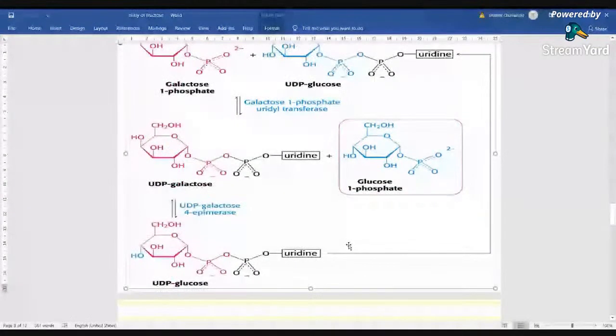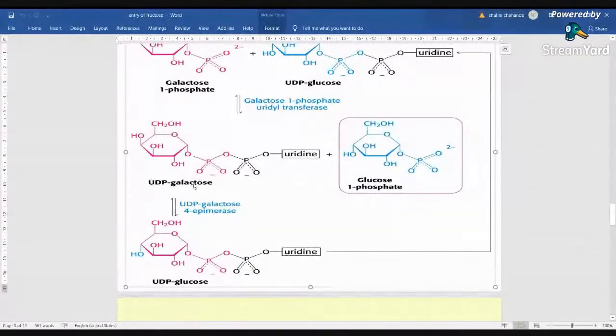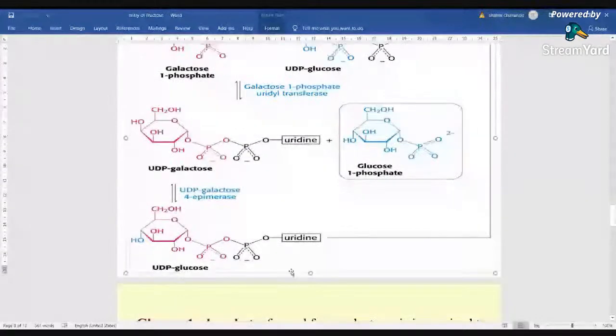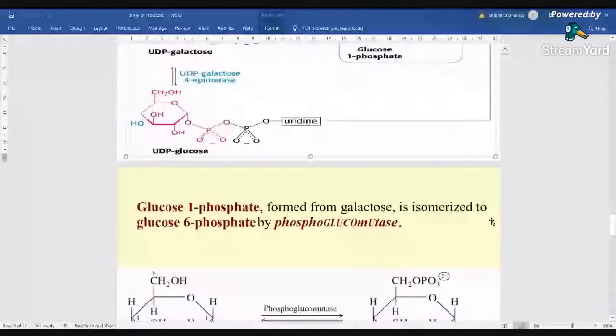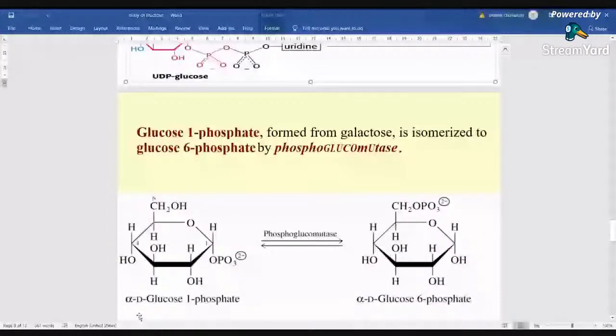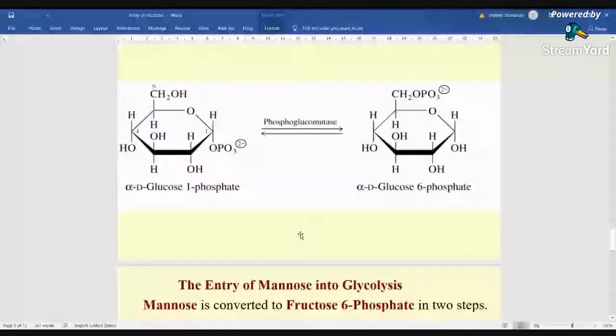This UDP galactose is epimerized to UDP glucose. This is UDP galactose, and this is UDP glucose. In this way this reaction takes place. So glucose 1-phosphate formed from galactose is isomerized to glucose 6-phosphate by phosphoglucomutase. By the mutase reaction, this alpha D glucose 1-phosphate is converted into alpha D glucose 6-phosphate. So in this way this can now enter into glycolysis.